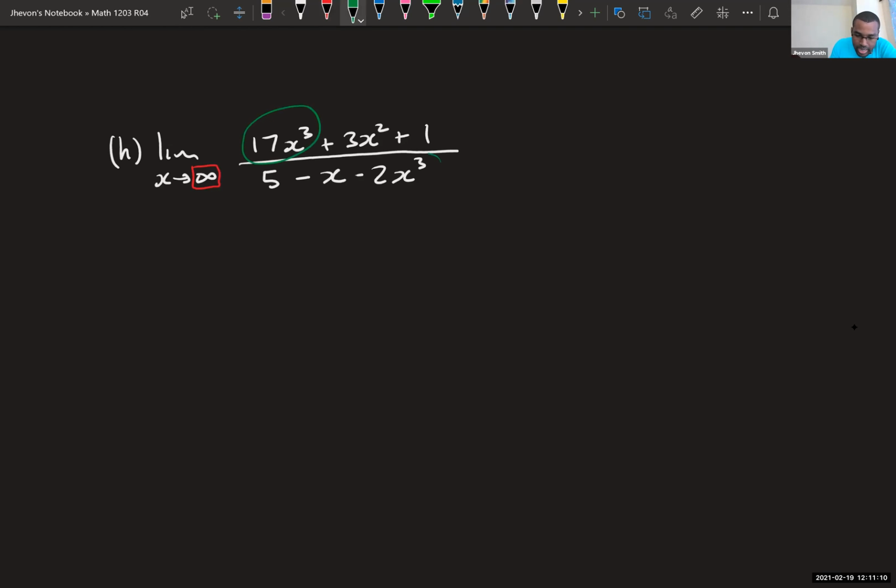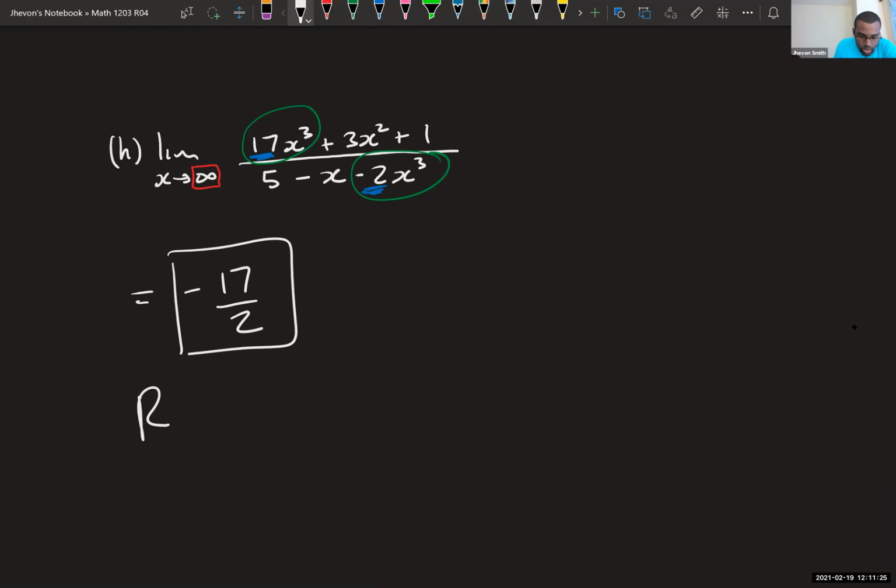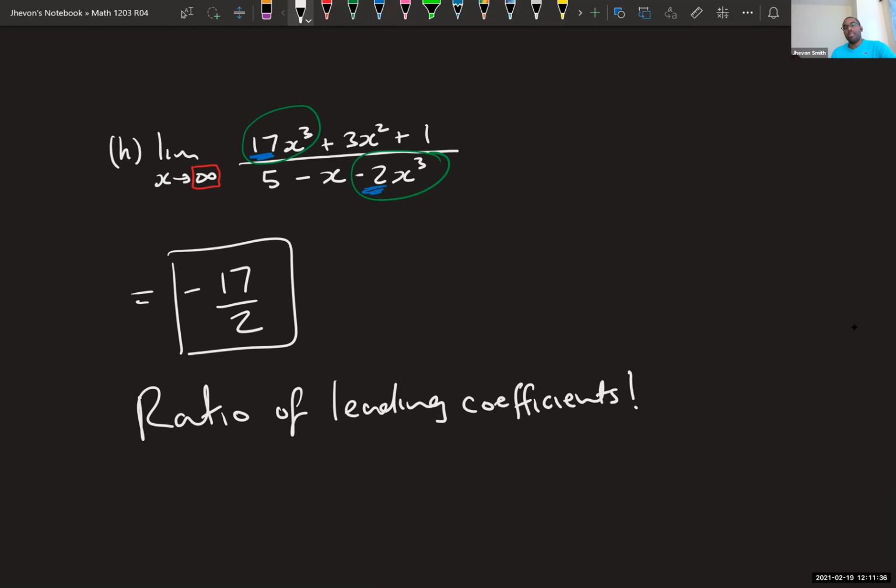Zoom in on the biggest guys. The degree, the highest power on the top and bottom, is the same. All I now look for is the ratio of the coefficients. There's a 17 here, there's a -2 there. So -17/2, the ratio of leading coefficients. Done. That's the answer. Okay.